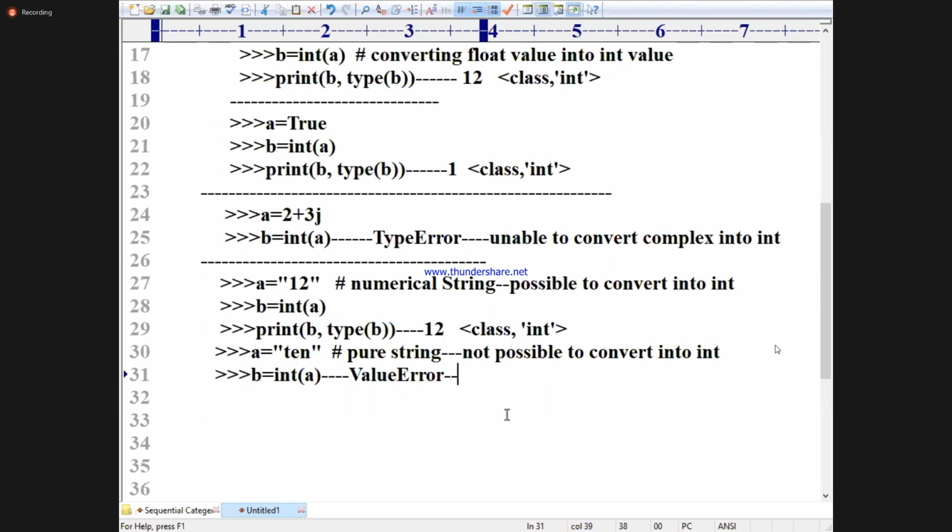At least daily once: when do you get type error? When do you get value error? When do you get index error? Daily once, just memorize. You will remember like anything. If any friend is there, ask these questions that I am saying in the class.